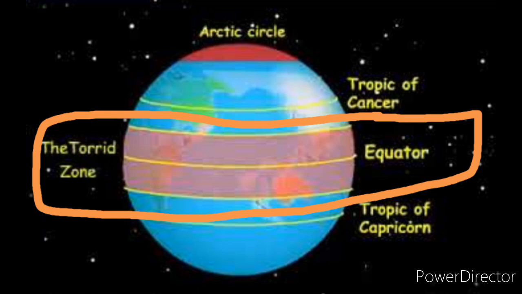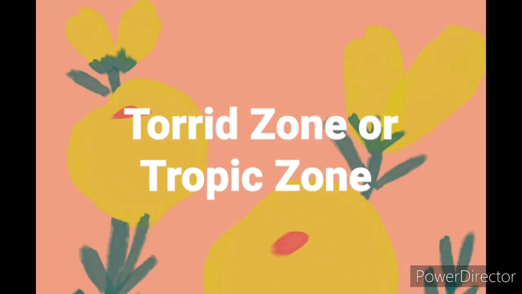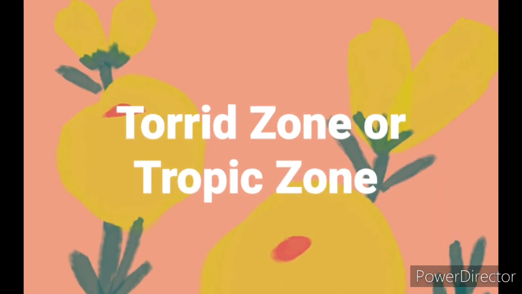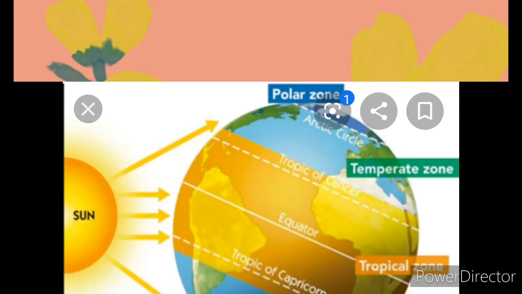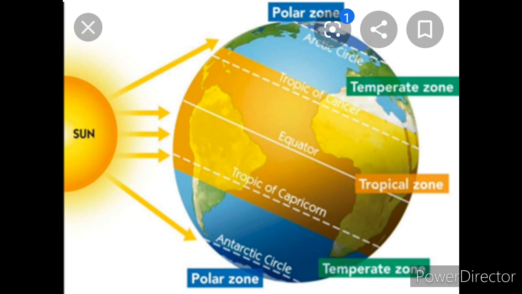While we are investigating the diagram, the region between the 2 tropics is the torrid zone or the tropic zone. This is the hottest part of the Earth. Why? Because the sun's heat falls directly on this zone during the solstice and the equinoxes.